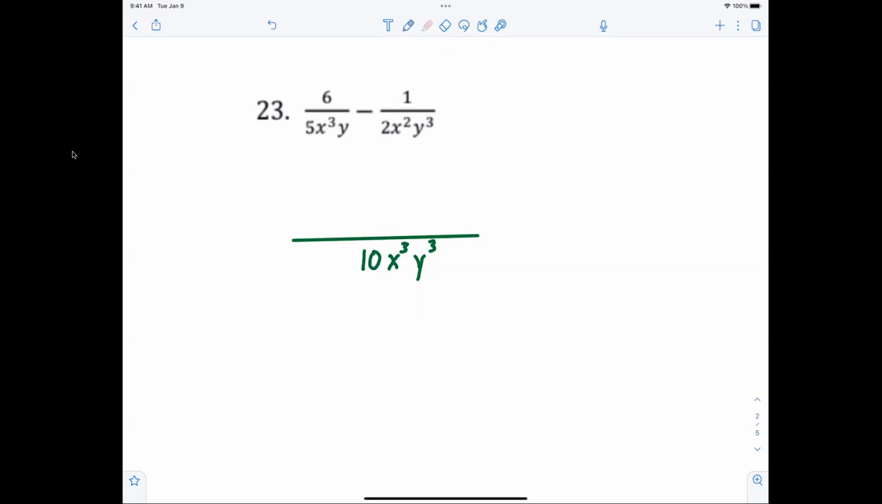Now, all I'm asking you to do is look at the denominator and look at this denominator. What is missing? I need to, in other words, I need to multiply the 6 by what number? 2. By 2. So I agree with that. Now, do I need to multiply by any x's? No, because there's already an x cubed. I need it to be a y cubed. So what do I have to multiply by? Y squared.